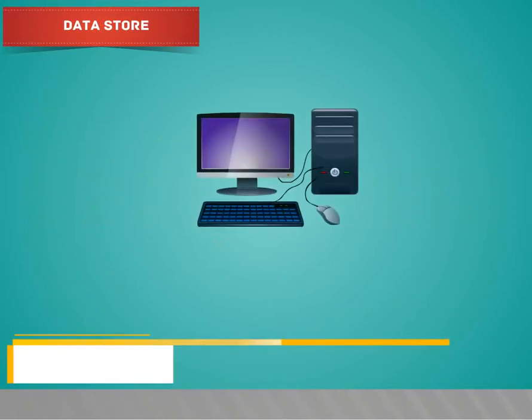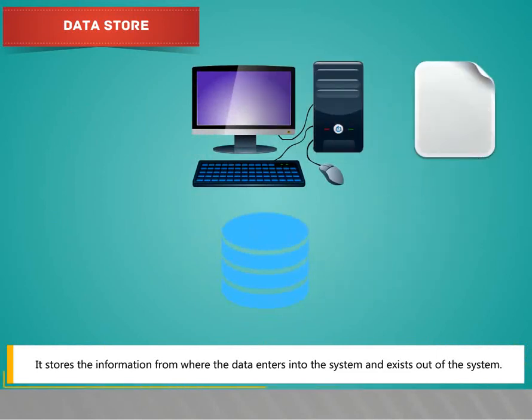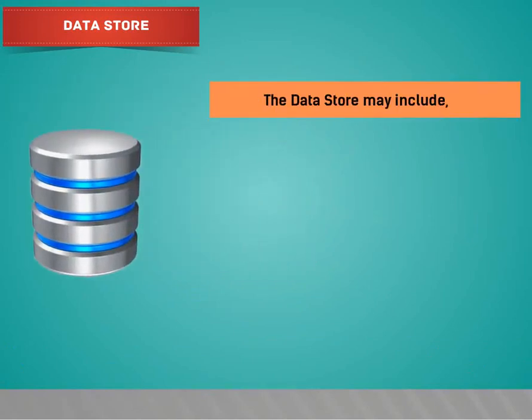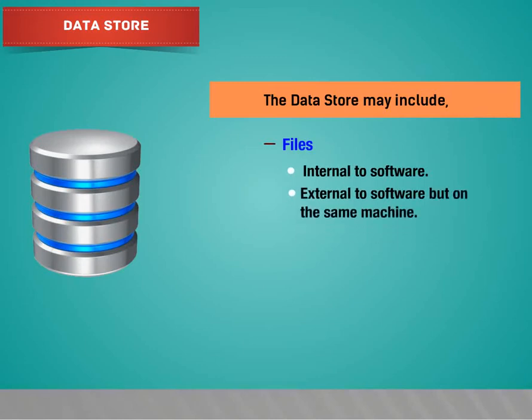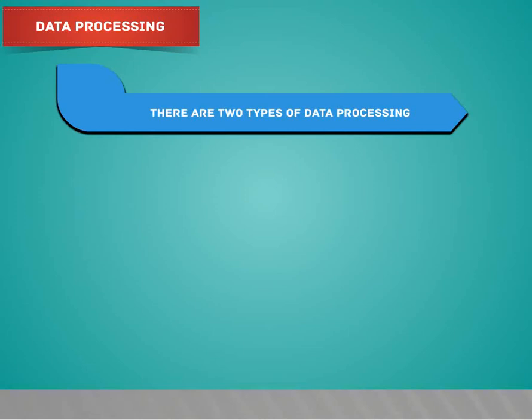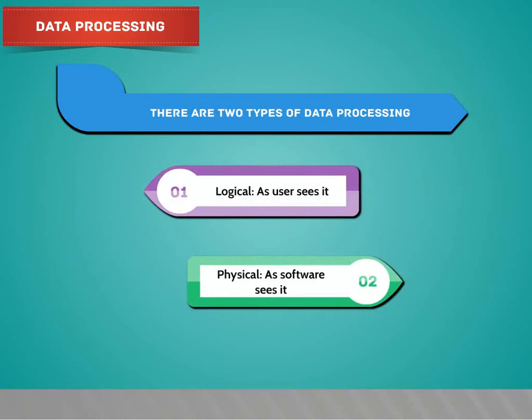Data store. It stores the information from where the data enters into the system and exits out of the system. The data store may include files, internal to software, external to software but on the same machine, external to software in the system located on different machine, tables, naming convention, indexing property, data processing. There are two types of data processing: logical as user sees it, physical as software sees it.